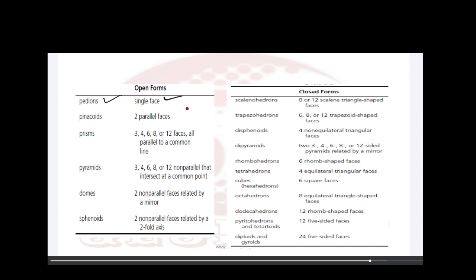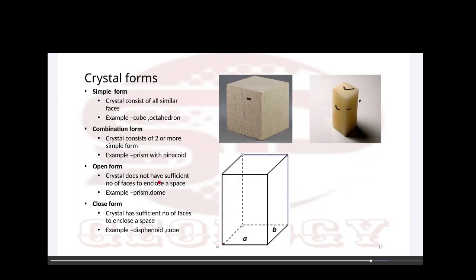Similarly, pinacoid. Pinacoid consists of two parallel faces. You can see, suppose this is one face and this is the other face, the top and bottom faces. They are parallel to each other, and these faces are similar. So according to the condition, if two faces are parallel to each other, then it is called a pinacoid. So a pinacoid consists of two faces parallel to each other.